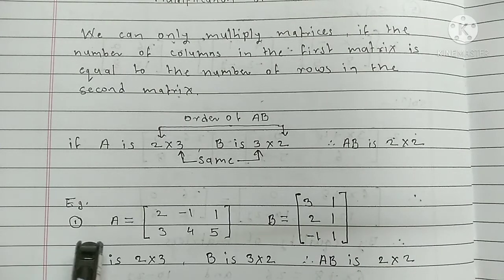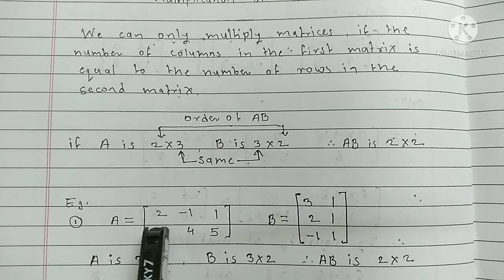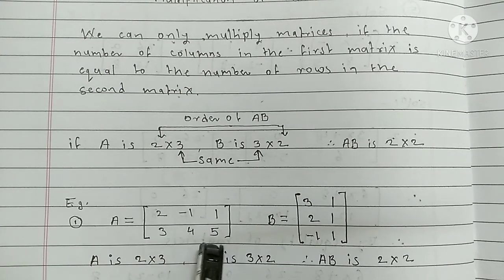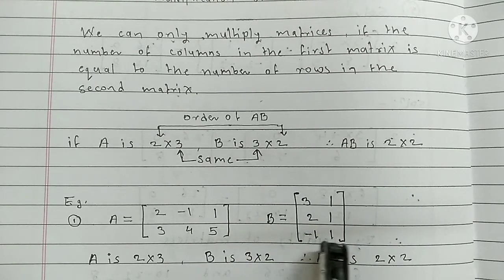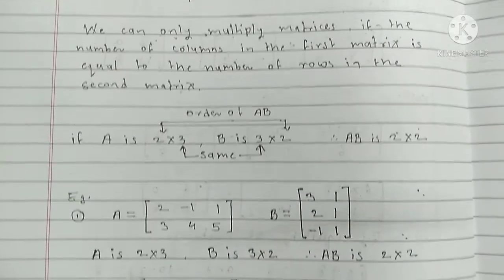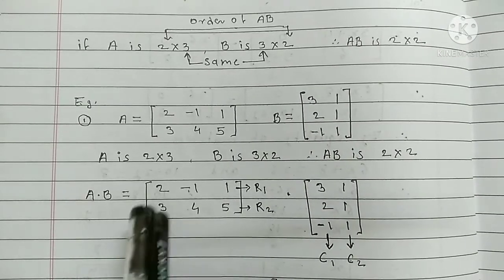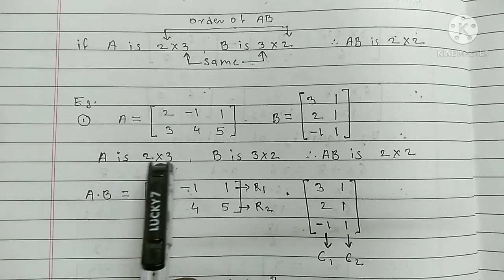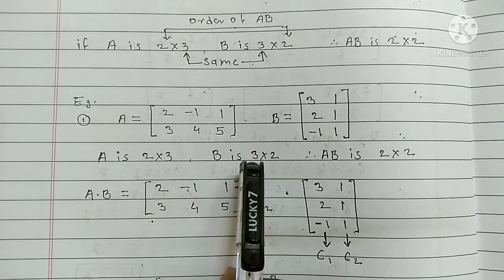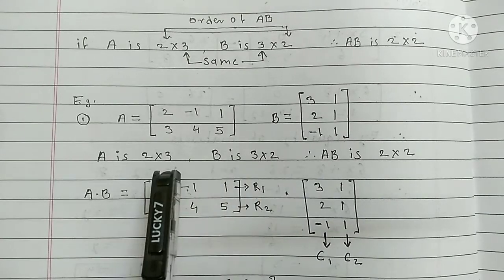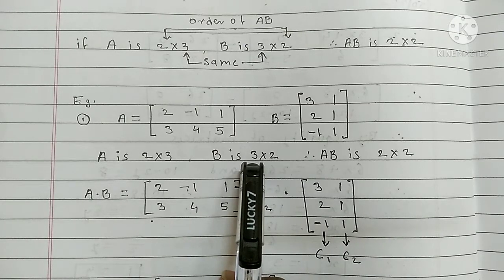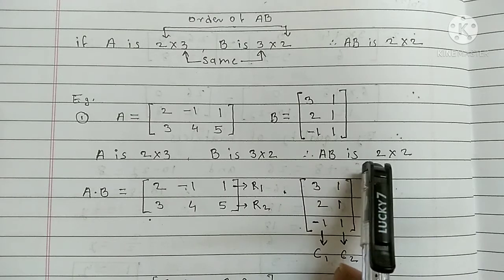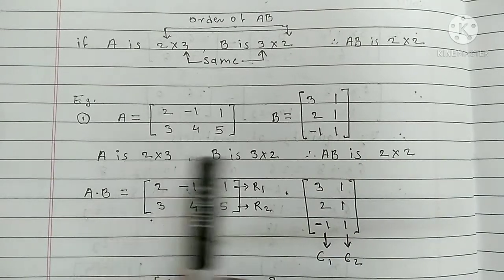Now we will multiply two matrices. This is first matrix A, [2, -1, 1; 3, 4, 5], and this is our second matrix B, [3, 1; 2, 1; -1, 1]. Then we will multiply these two matrices. Now first we will check the order. Order of matrix A is 2 cross 3 and order of matrix B is 3 cross 2. So here 3 and 3, so same. So what will be the order of matrix AB? So matrix AB will be of order 2 cross 2.